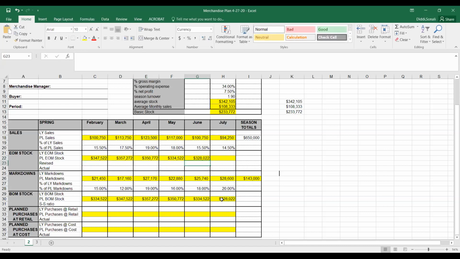So now I do not have the July EOM given to me. So what would that be? We discussed in the last class and the last lab. If July EOM is not given to you, what would be the EOM for that last month be? Absolutely correct, average stock.